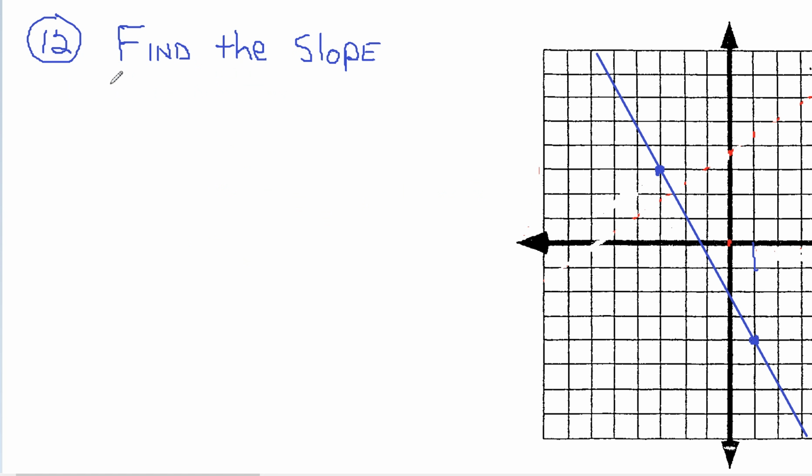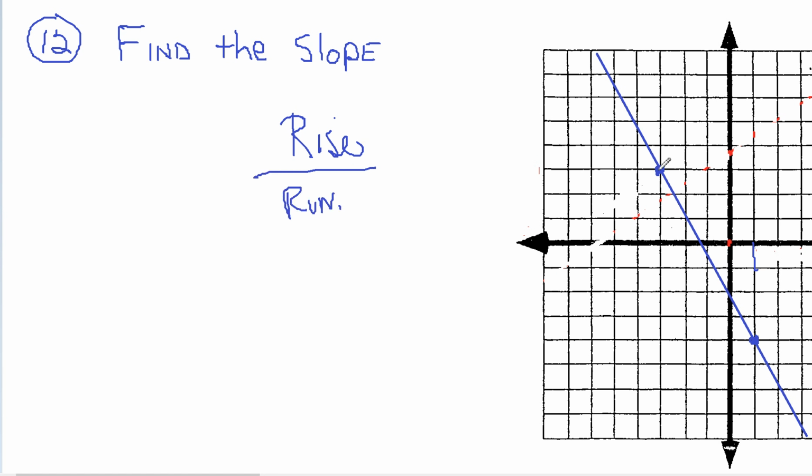Okay, next up, number 12 from our textbook, page 236, probably should have told you that at the beginning. Okay. So we got to find the slope, and this way we got a picture of it so we can count. I can go from this point to this point using the rise over the run.